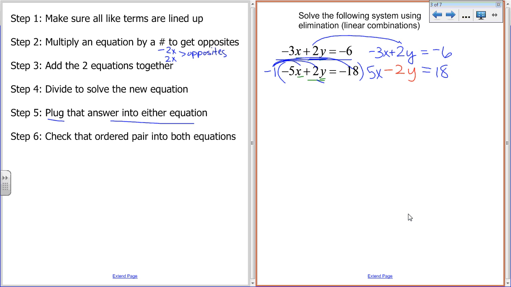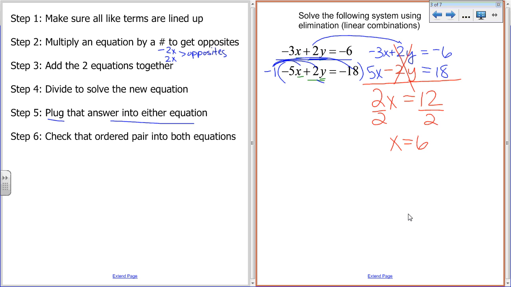Step number 3 says to add these two new equations together. So negative 3 and 5 is 2x's. These cancel out, which is why it's called elimination. We actually eliminate one of our variables. And this equals 12. Divide by 2. And we get x is equal to 6.